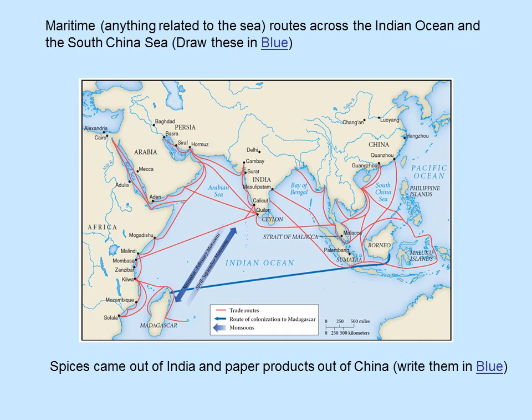This is maritime now. Maritime simply means anything related to the sea. So you got some of the same goods that are coming out of the same places that you've already done on your map, but now this is on the water and not the land. That's why it's different. And really the only thing that you need to know as far as the goods is spices coming out of India and paper coming out of China. So you'll write that, the trading routes, and you'll write those two goods in blue.